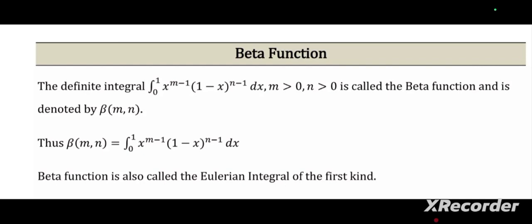The definite integral from 0 to 1 of x power m minus 1 into (1 minus x) whole power n minus 1 into dx, when m is greater than 0 and n is greater than 0, is called the beta function and is denoted by beta of m comma n. Thus, beta of m comma n is equal to the integral from 0 to 1 of x power m minus 1 into (1 minus x) whole power n minus 1 into dx. Beta function is also called the Euler integral of the first kind.